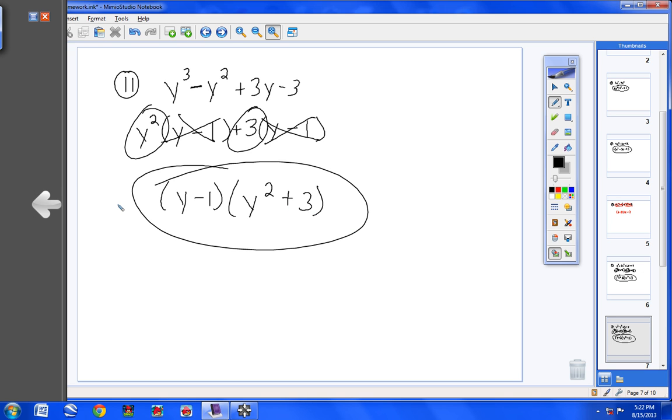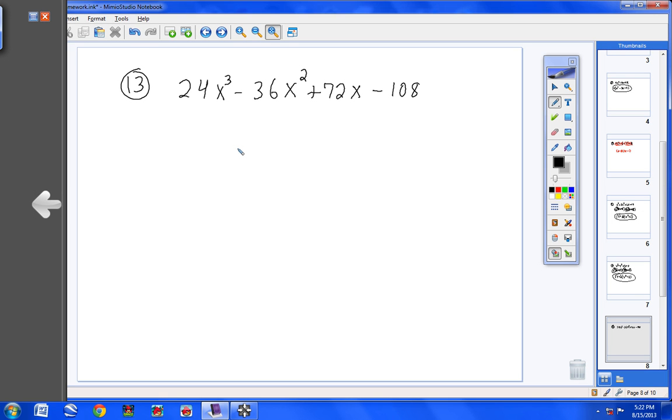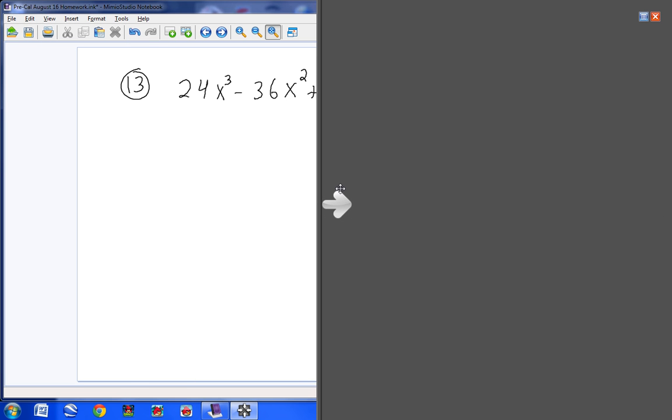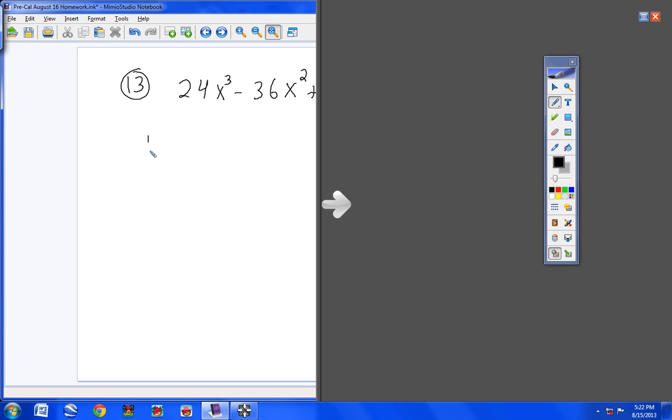Just 3 problems left, and we're finished. 13, 15, and 17. All right, let's take a look at number 13. Now, again, we're factoring by grouping, and so we're going to look at the first two terms. Now, what's the biggest number that goes into 24 and 36? 12. 12 is. I have 3 x's here, 2 x's here. I cannot pull 3 out from both of those, but I can pull 2 x's out. And so here we go.